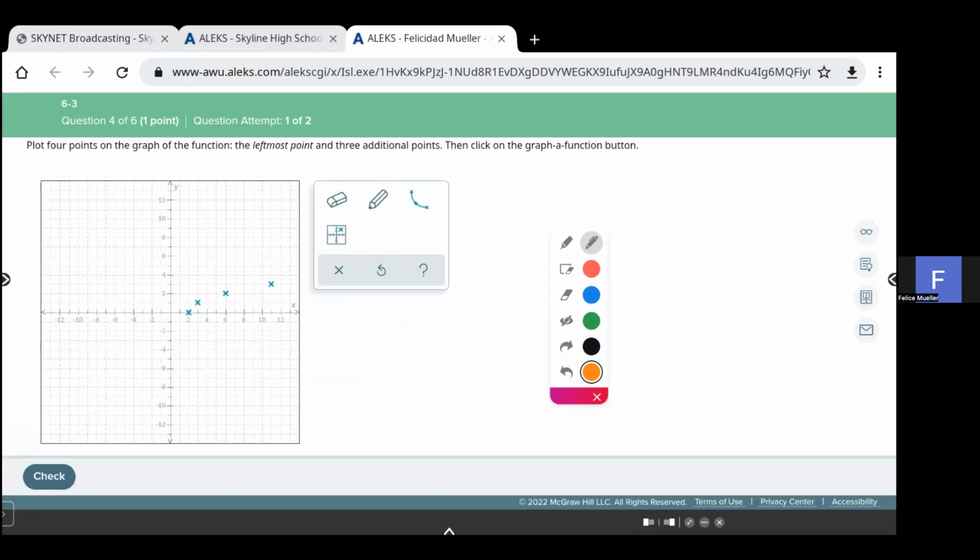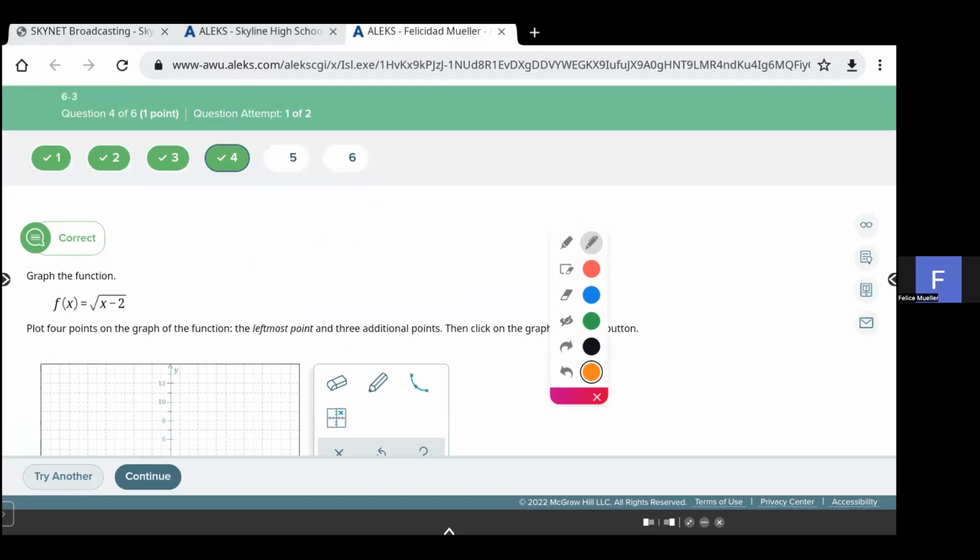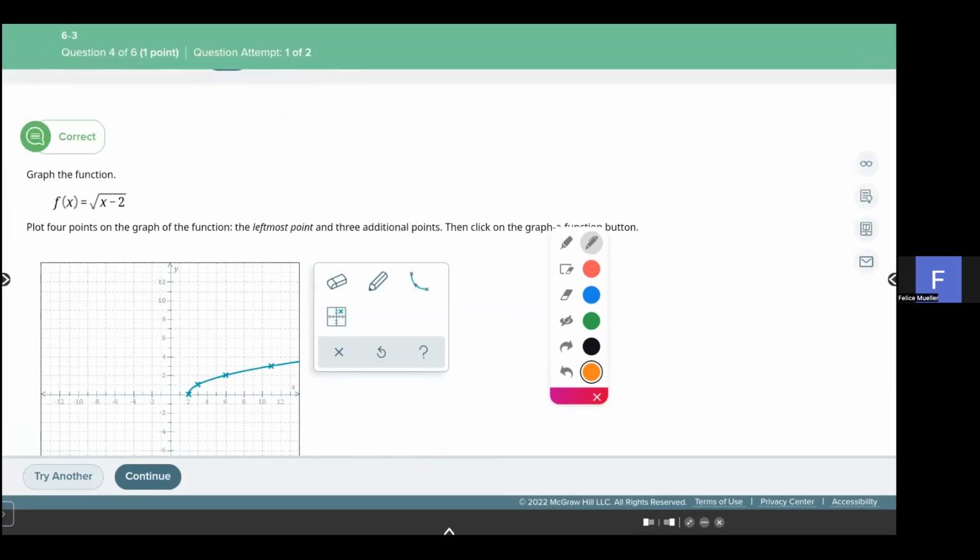So then I can go ahead and click this lovely button here, and it's going to plot it for me. If you use the pencil function and you don't get it exactly where it's supposed to be, it will give you a funky looking graph when you say connect the dots. And it should look like half a parabola.